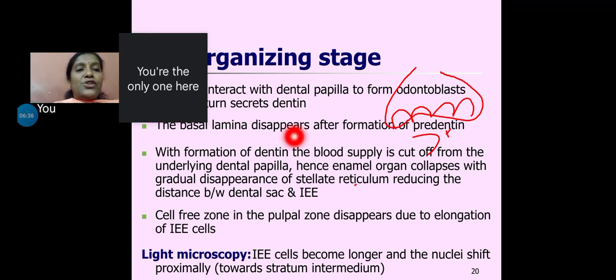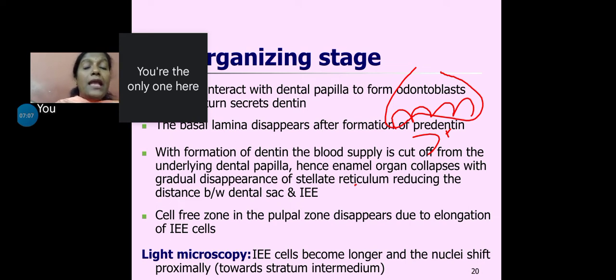With the formation of dentin, the blood supply is cut off from the underlying dental papilla. Hence, the enamel organ collapses with gradual disappearance of stellate reticulum-like cells, reducing the distance between the sac and the inner enamel epithelial cells so that the nutritional supply can be re-established from the surrounding dental follicle. The cell-free zone in the pulp disappears due to elongation of the inner enamel epithelial cells.